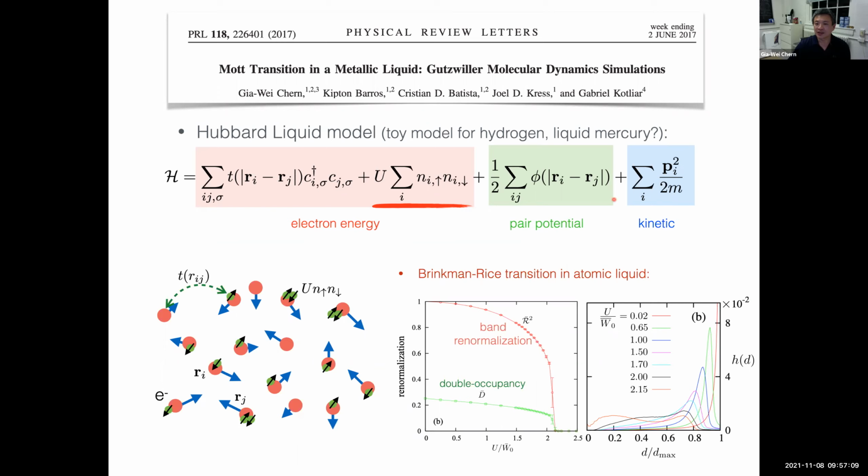Then we do this Gutzwiller molecular dynamics simulation for this atomic liquid, and we find a Mott transition. This figure shows the histogram of the double occupancy.